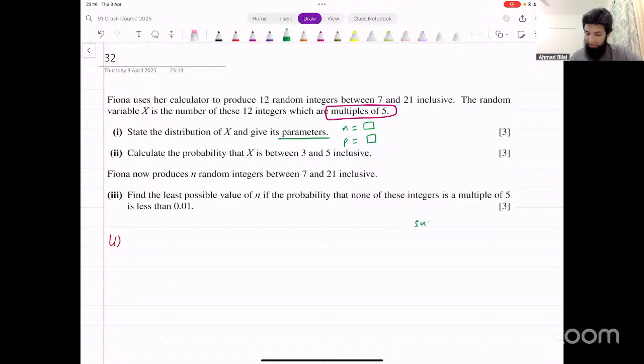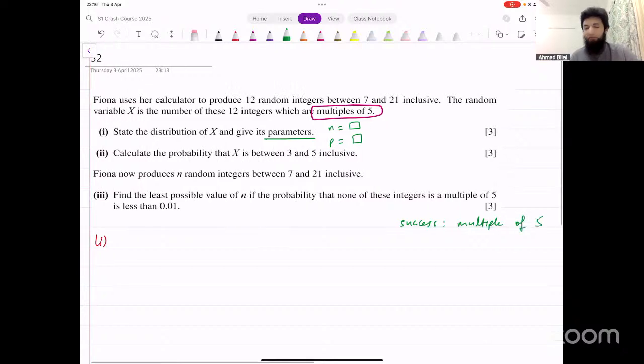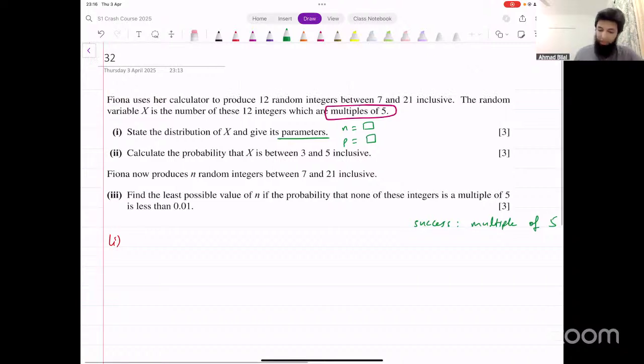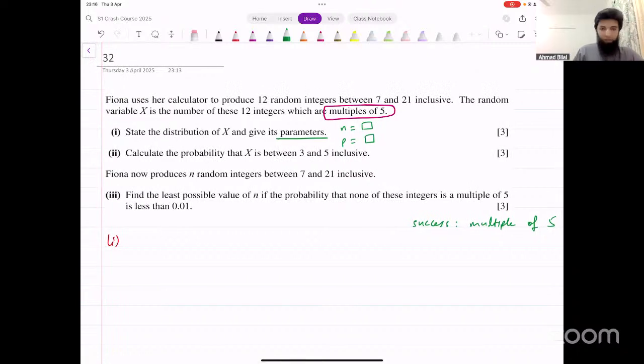We can say success is getting a multiple of 5. That when you produce a random integer, that's a multiple of 5. That's your success. And failure would be not getting a multiple of 5, right? So we can classify it like this, that one possible outcome is getting a multiple of 5 and the other possible outcome is not getting a multiple of 5. All right. Now, so we have two possible outcomes, but are the probabilities of these outcomes going to remain constant? Are they going to change or are they going to remain constant?